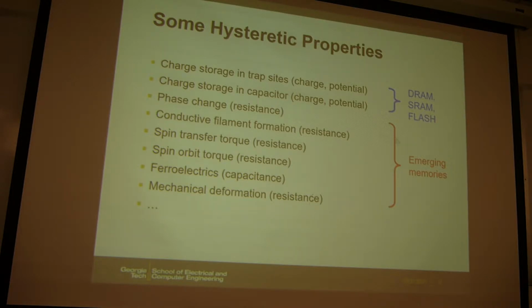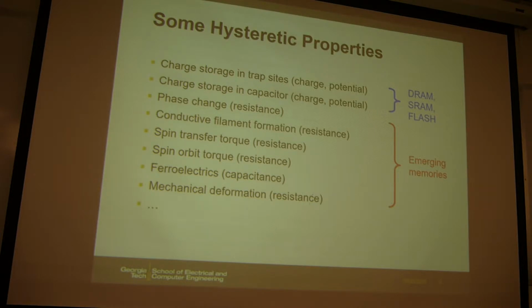Those belong to the emerging memories, and many of them are resistance-based. So you store the state in terms of the resistance of the device. There are different kinds of mechanisms to change the resistance of the device. Here I list a few, like phase change, filament formation, spin transfer torque, spin orbit torque. We will discuss those in more detail in the later individual sections on those emerging memories.